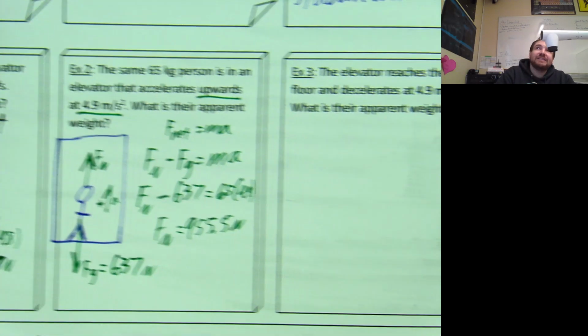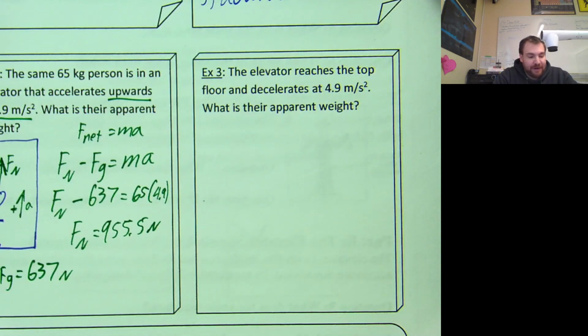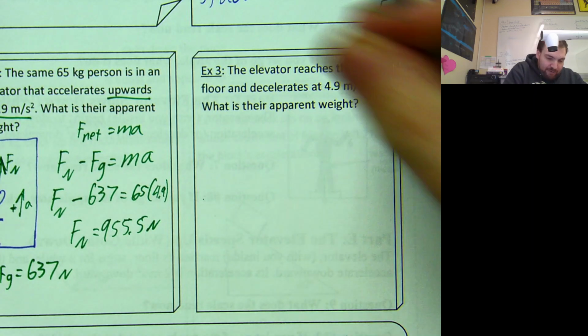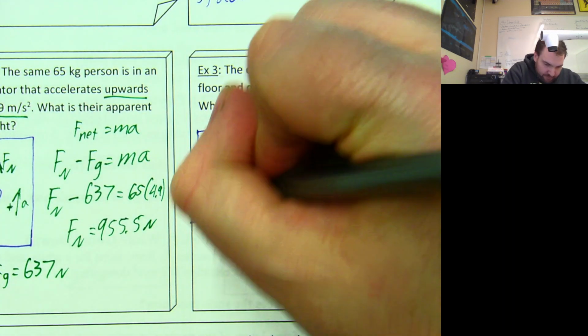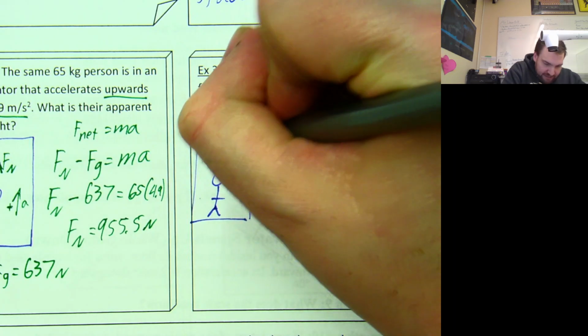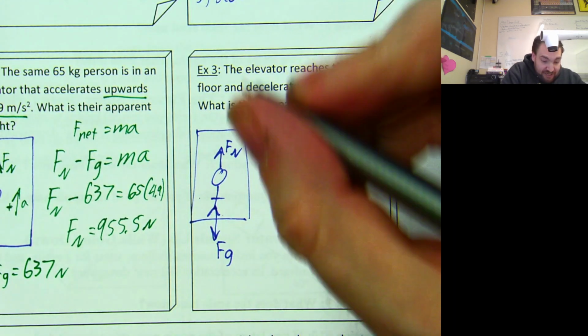Okay, last one. Well, second last one. The elevator reaches the top and decelerates at 4.9 meters per second squared. What is the apparent weight? So we're going to draw it again. Now we've got a person in the elevator. Fn is still up. Fg is still down. Acceleration this time is which way?